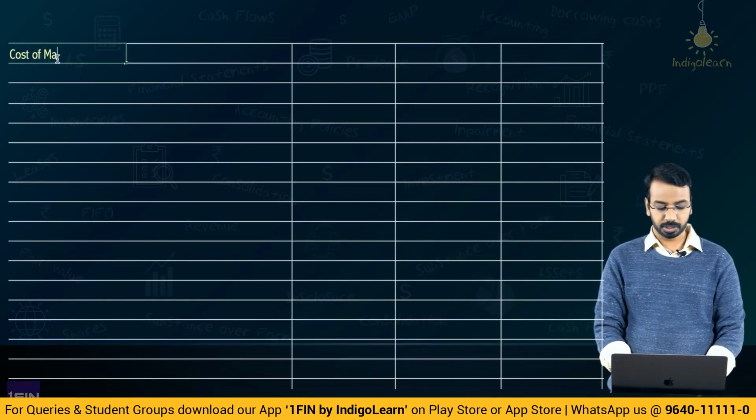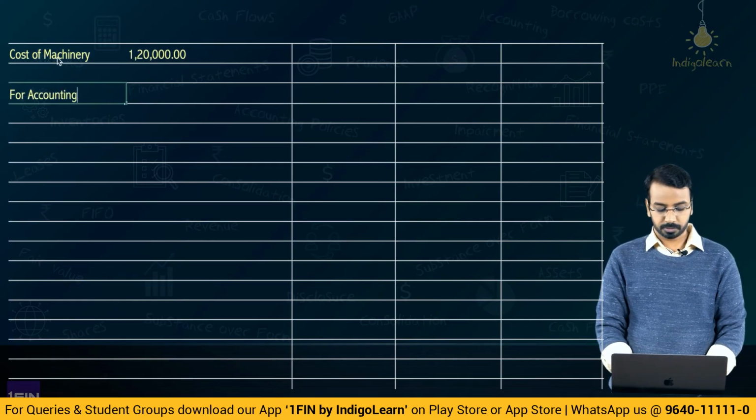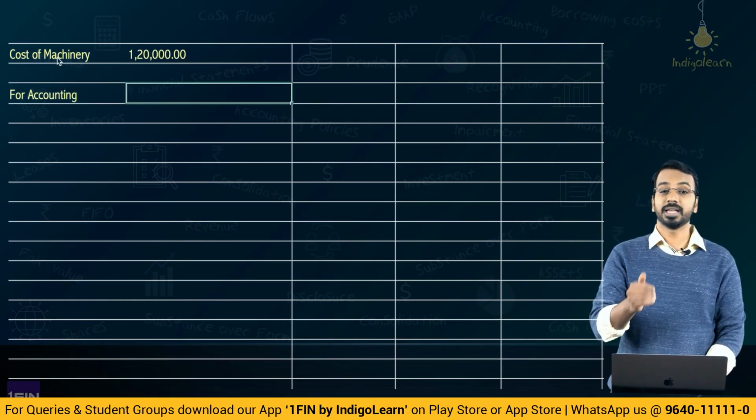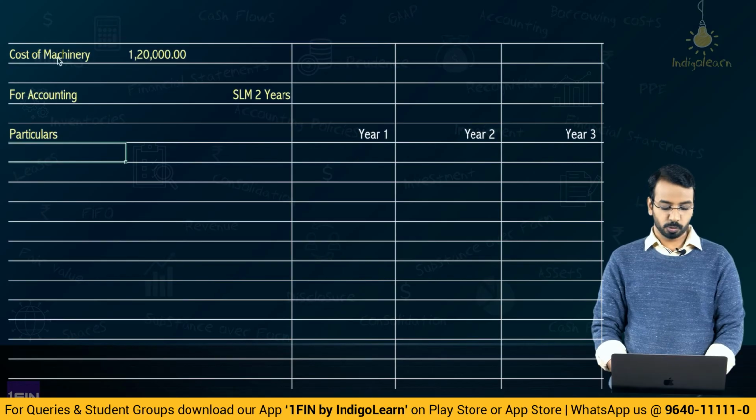So, say for example, we have purchased a machinery and the cost of the machinery is 1,20,000. Now, for accounting purpose, depreciation is on SLM basis and the depreciation is for a period of 2 years, for simplicity's sake. So, how will the accounting books look like? You will have year 1 and year 2 and also assume we will have year 3 because for tax purpose, I will assume one more year.